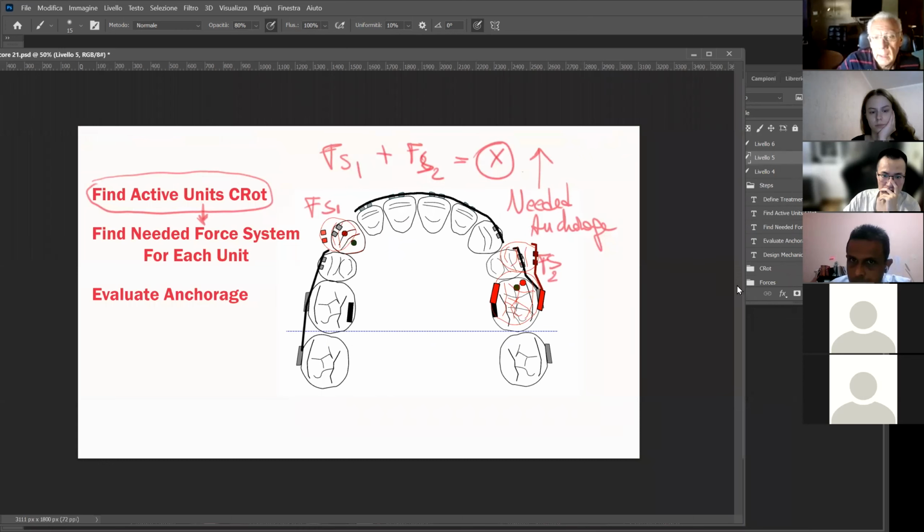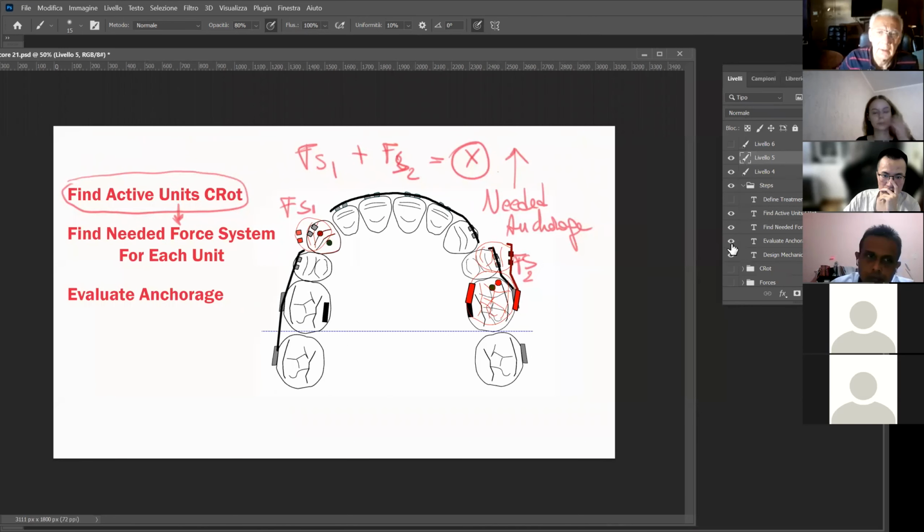And only at this time can we start designing the mechanics.